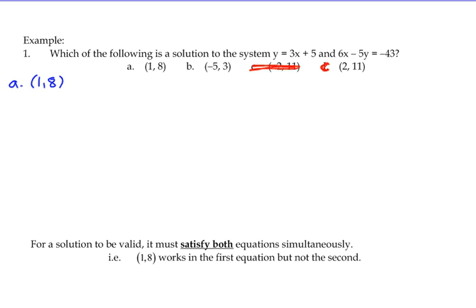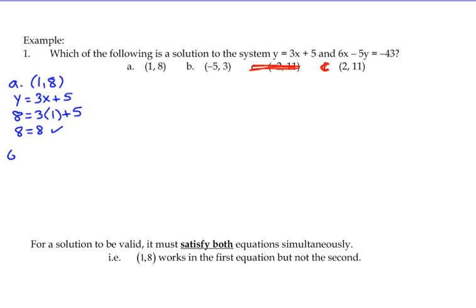So the first equation is y equals 3x plus 5. So let's plug in our x and our y. Who's the y? 8 equals 3 times 1 plus 5, is that true? 8 equals 8, that's true. So we can say 1 and 8 is on the first line. It's a point that works.